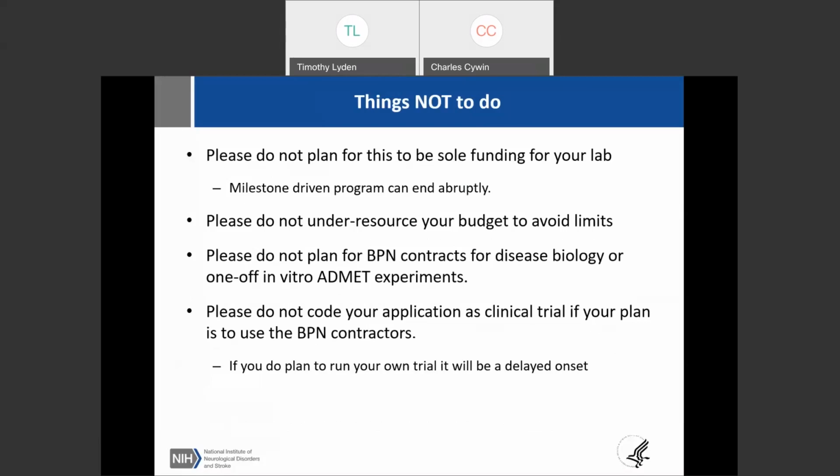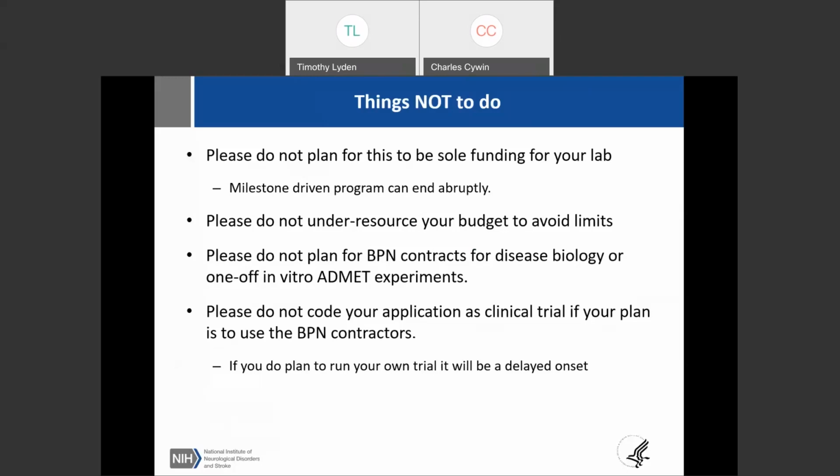So, things not to do. Don't plan on this being a sole funding source for your lab. This is milestone driven. It can end abruptly, unfortunately. It doesn't happen that often, but it does happen. And it happened this past year, where I had to end a project just because of milestones. Scientifically, we couldn't get the project to meet the milestones we wanted. We gave it all our effort, but they just need to go back and work on some things and come back again. It's not a preclusion to ever coming back, but at this point, if we can't meet our milestones, we have to stop.